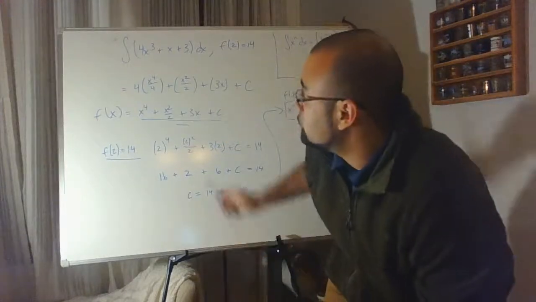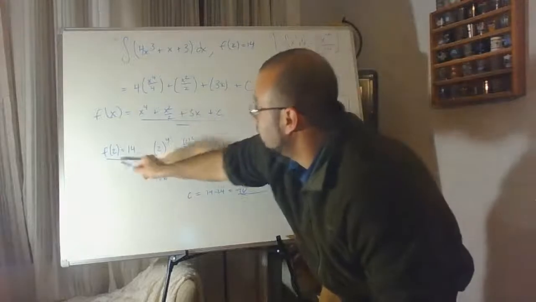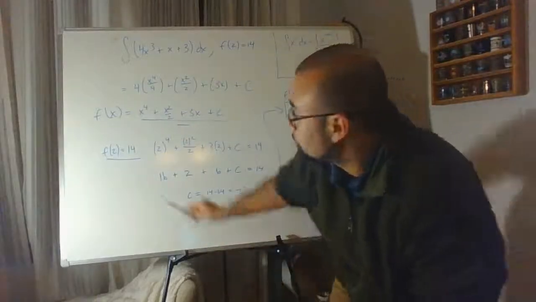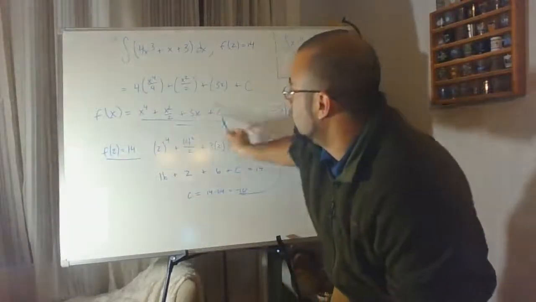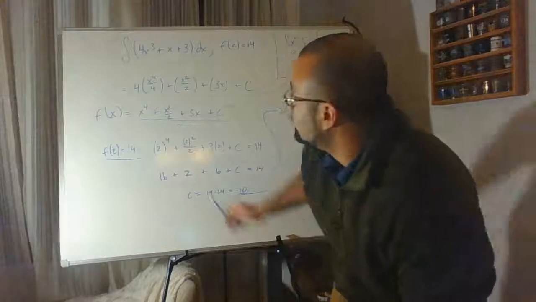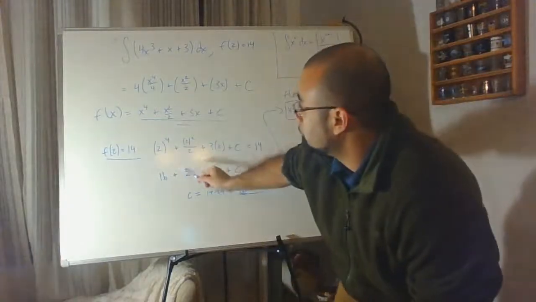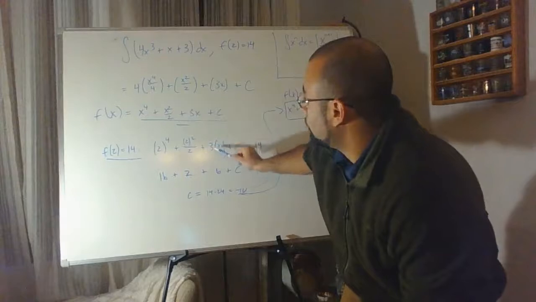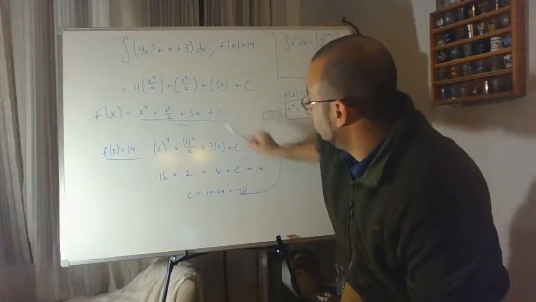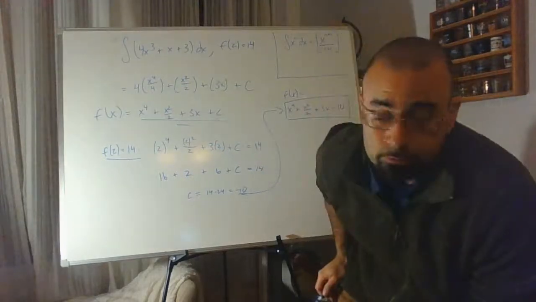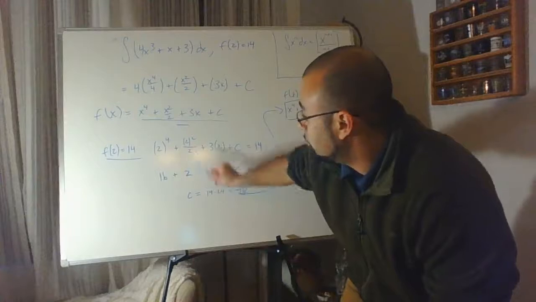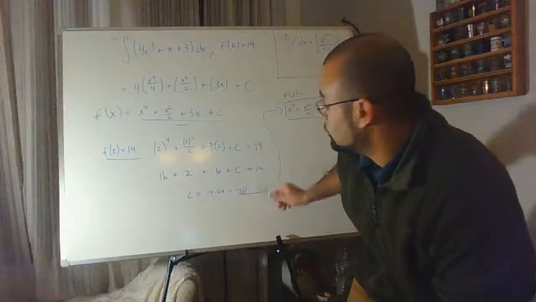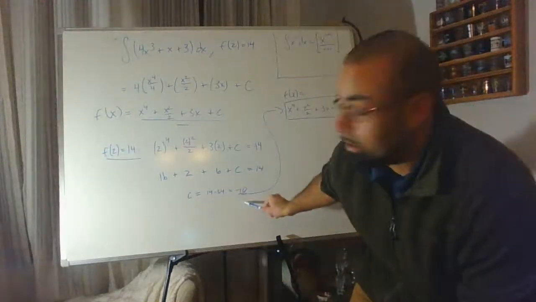Now we're going to find the constant with the information f of 2 equals 14. So we plug in the 2s for all the x's, and we say it equals 14. So now we have 2 to the 4th plus 2 squared over 2 plus 3 times 2 plus c all equal to 14. Do the numbers out, you get 16 plus 2 plus 6 plus c equals 14. And then c will equal -10.